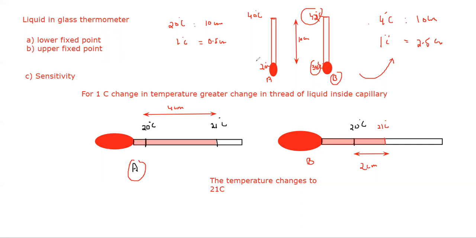If we are measuring a small temperature change, then highly sensitive thermometers are very useful. For example, if the temperature was 40 degrees and now changes from 40 to 40.3, when measuring a small change in temperature, a highly sensitive thermometer is more useful. But if I'm measuring a greater change in temperature, then low sensitivity thermometers are more useful. Is it clear? That was the concept of sensitivity. How can we make a thermometer more sensitive?